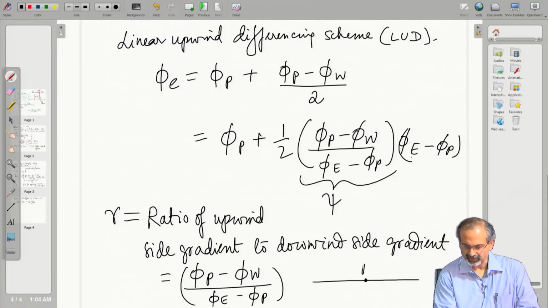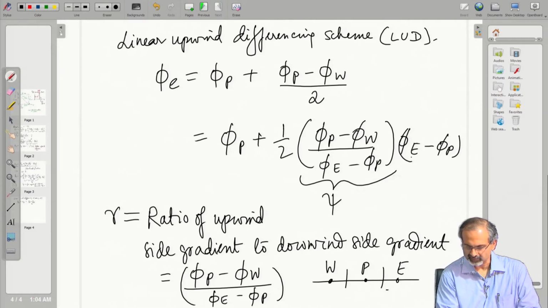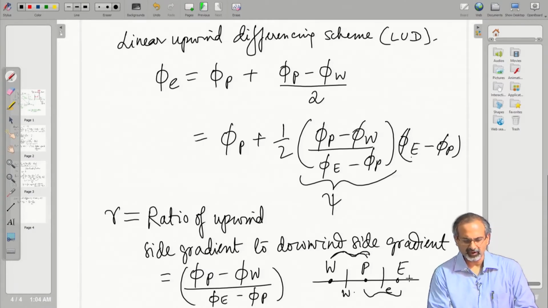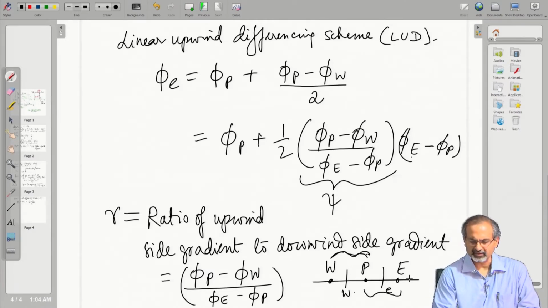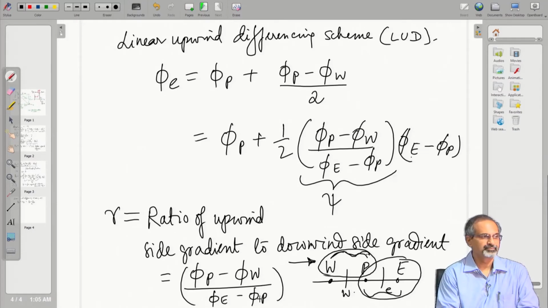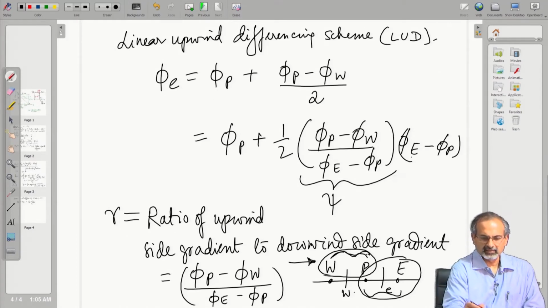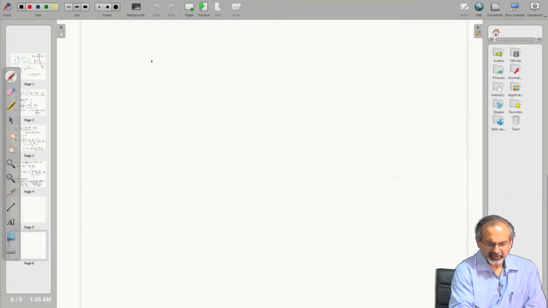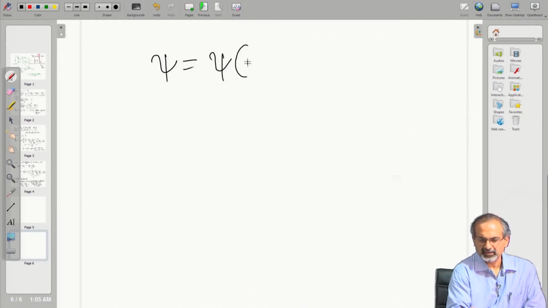So, we have to just keep track of the grid. This is our grid, this is small e, this is small w. So, phi p minus phi w involves these two nodal points, phi e minus phi p involves these two nodal points. So, the ratio of upwind side gradient to downwind side gradient. So, flow is moving in this direction. So, this is the upwind side, this is the downwind side. So, that is how this ratio is defined, and we will find that psi would incidentally become a function of r.